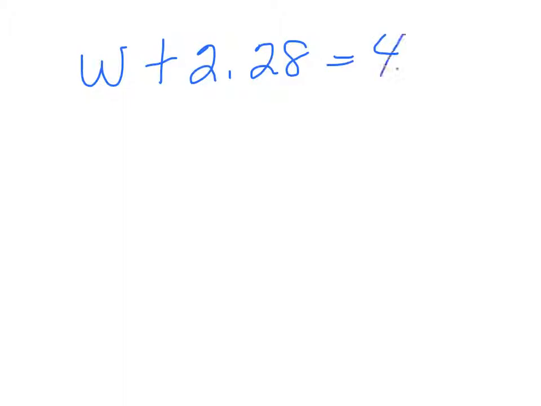Let's try another. w plus 2.28 equals 4.85. Maybe we don't have to do anything. Let's check. Do we have w equals a number? No, we don't. We have a 2.28 that's in the way. We need to deal with it. The 2.28 is being added. So to undo this addition, we need to subtract the 2.28.